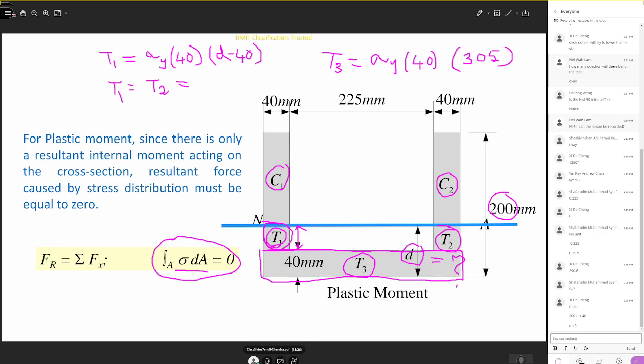Okay. So now write down the values for C1 and C2. C1 is the compressive zone above the neutral axis. So C1 will be sigma Y into the area of this block. What will be the area of this block? We can write 40 mm multiplied by, okay, the total height of the block is given as 200, so you need to take out this D. So here we can write 200 minus D. Okay, so C2 is the same as C1.